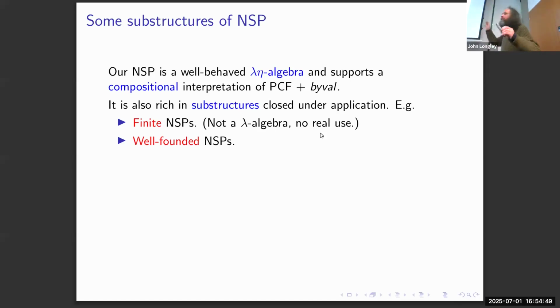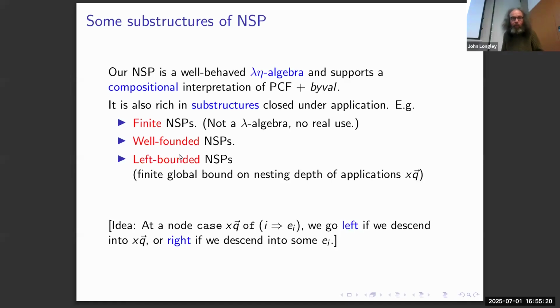And anyway, there's a thing you can do there, but it's not really useful for our purpose because it doesn't give you a lambda algebra. But well-founded NSPs, they certainly do. And if you've got well-founded NSPs, I'm tempted to say that those that don't have any bottoms in them will actually correspond to total programs. And in particular, we'll see that everything you can write in System T is going to denote a well-founded NSP. We'll come on to that.